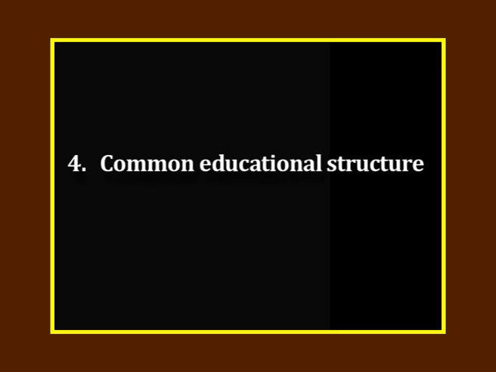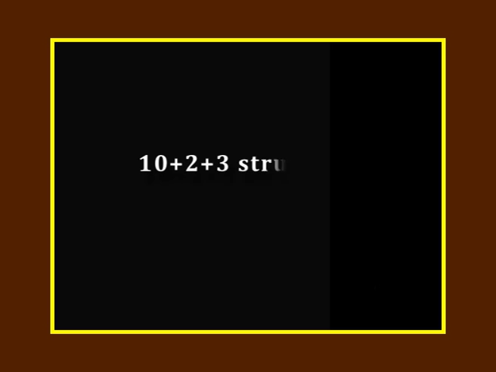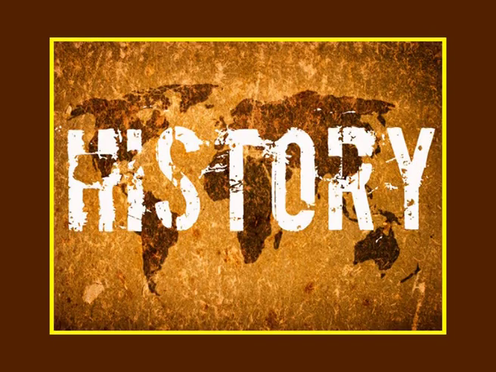Common educational structure. The national policy on education envisages a common educational structure, that is the 10 plus 2 plus 3 structure. National curricular framework. The national system of education will be based on a national curricular framework which contains a common core, history of India's freedom movement, along with other components that are flexible.